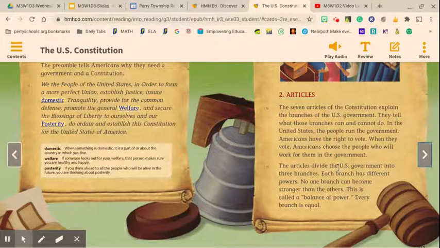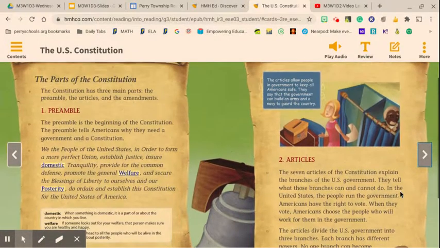Articles. The 7 articles of the Constitution explain the branches of the U.S. government. They tell what those branches can and cannot do. In the United States, the people run the government. Americans have the right to vote. When they vote, Americans choose the people who will work for them in the government. The articles divide the U.S. government into 3 branches. Each branch has different powers. No one branch can become stronger than the other. This is called a balance of power. Every branch is important.